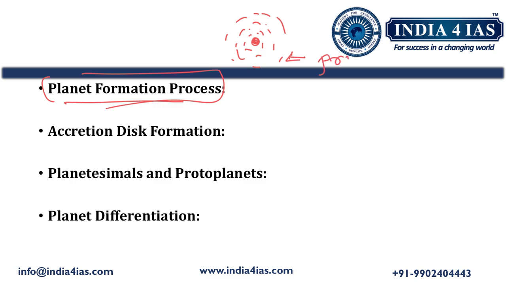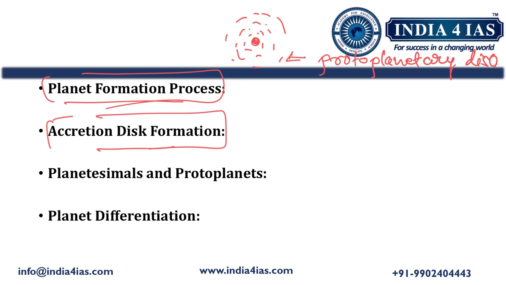It is also called an accretion disk. This is the first stage in the formation of the planets. Once this accretion disk is formed, the gas and dust within it stick together. Then they form planetesimals and protoplanets.